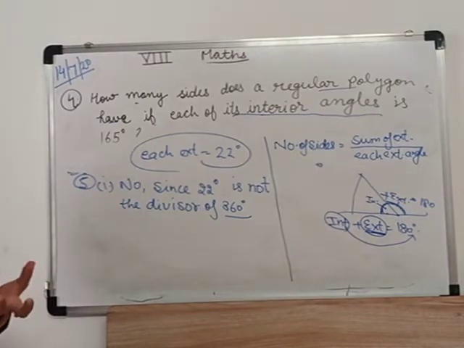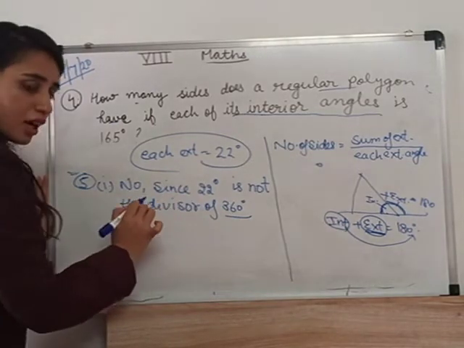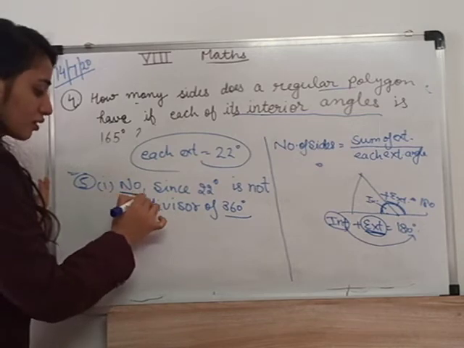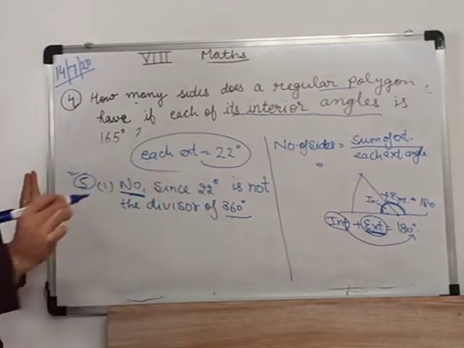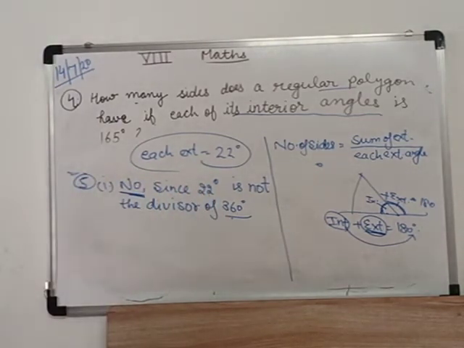Okay, not in fraction. So understood? So its answer is no, because 22 is not a divisor of 360. So a 22 degree exterior angle is not possible for any polygon.